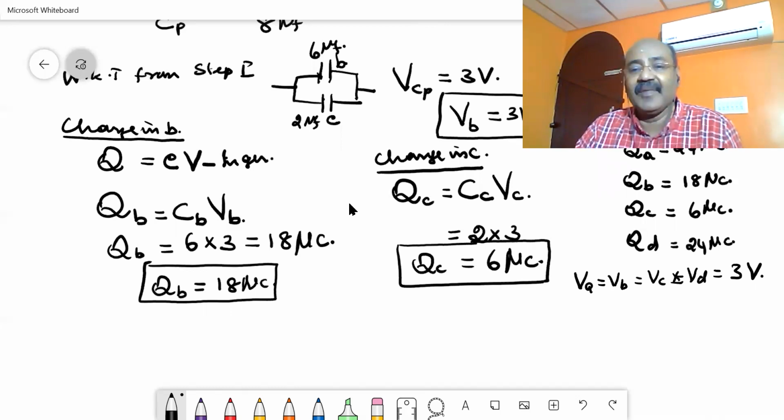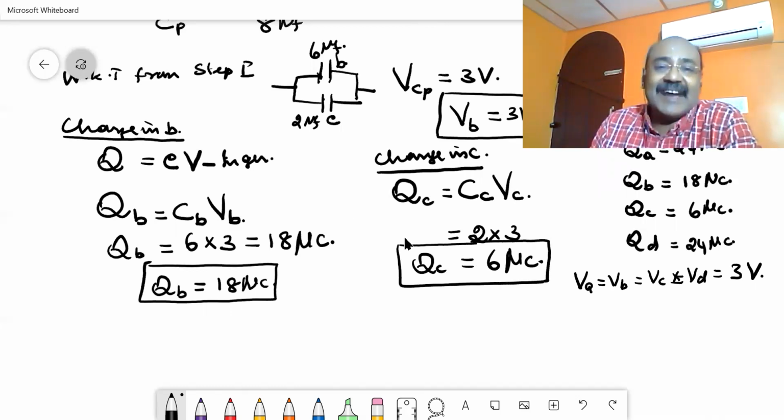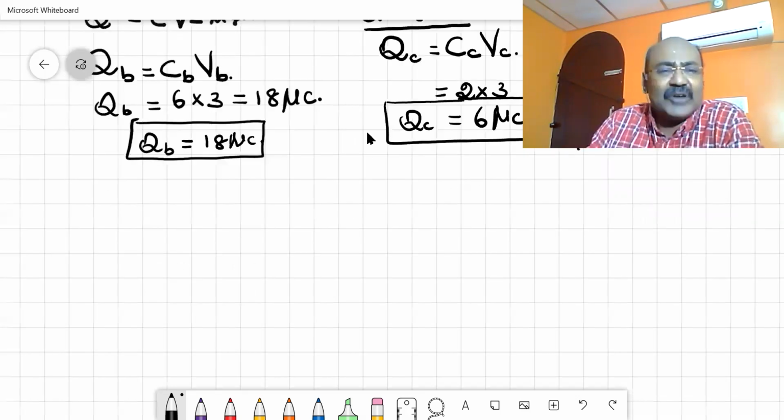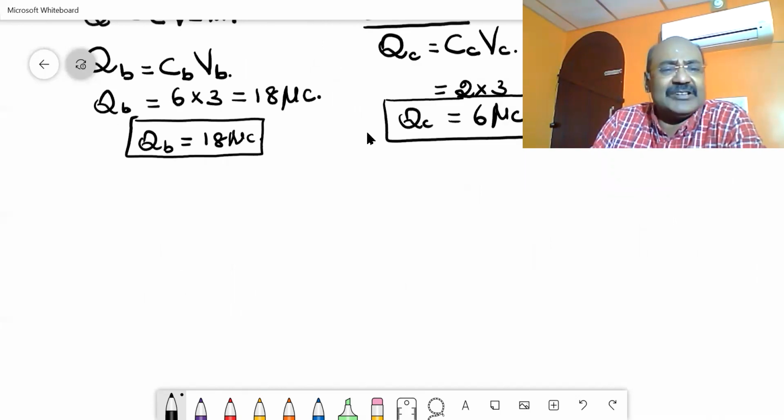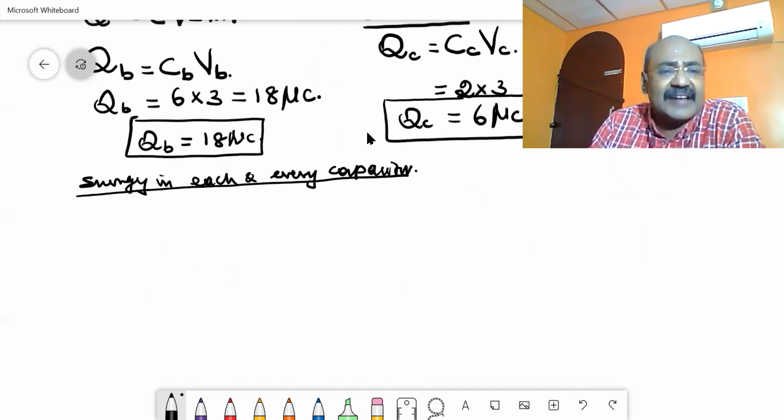What else have you been asked? You have been asked to calculate the energy available in each and every capacitor. So let us calculate the energy in each and every capacitor. First of all, let us calculate the energy in A.